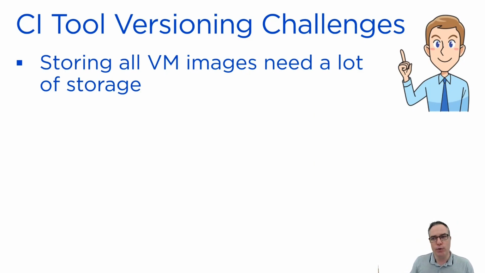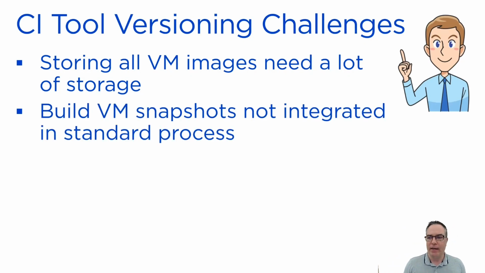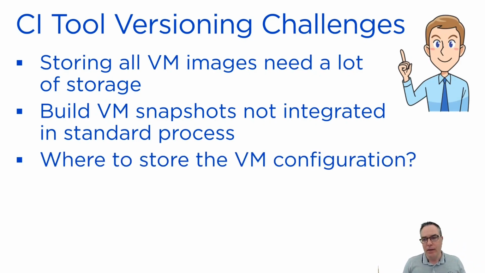And if you do so, you need a lot of storage, you need tools to manage your VMs, etc. Actually, it's not that easy, but there are great tools for that. Also, the VM snapshot is not integrated in the Azure DevOps pipeline standard process. So normally you would need to reset your VM in order to have always the same initial state. So where do you store your VM configuration?